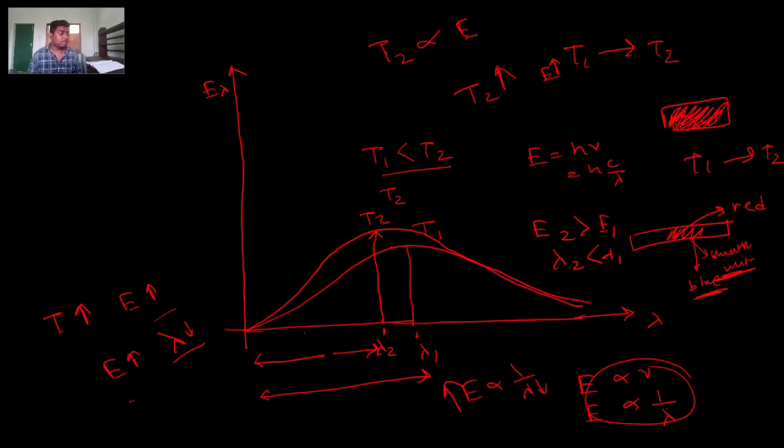Now, for each particular temperature, the black body is emitting the maximum radiation at this particular wavelength. At this wavelength, the black body is radiating the maximum energy. Now, from here we will come to something called Wien's displacement law.